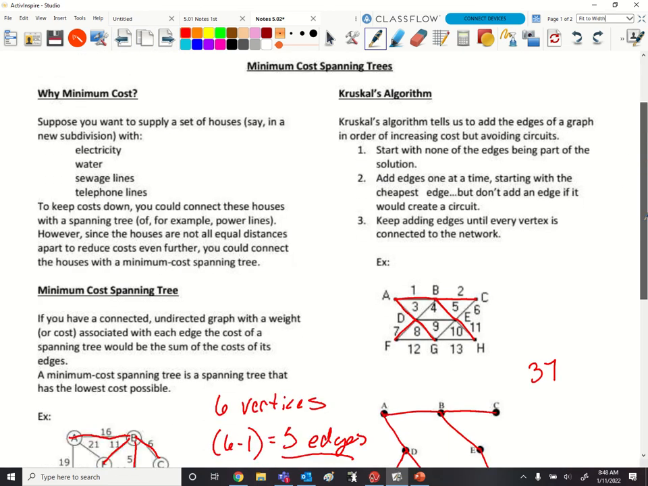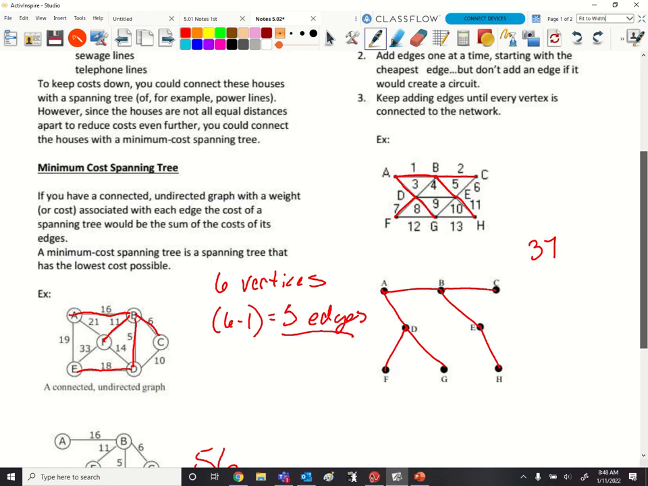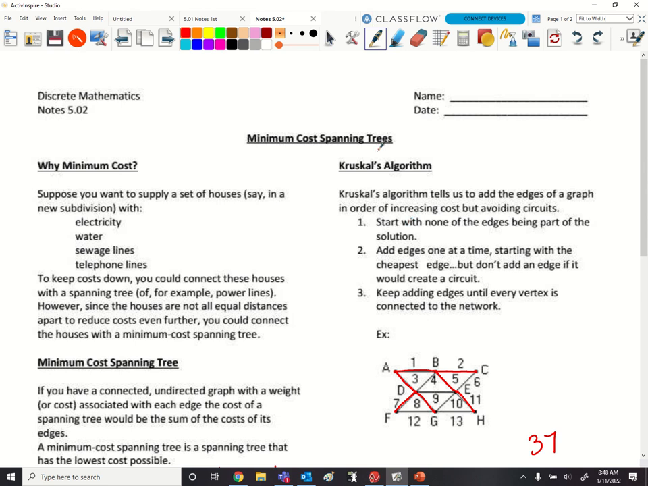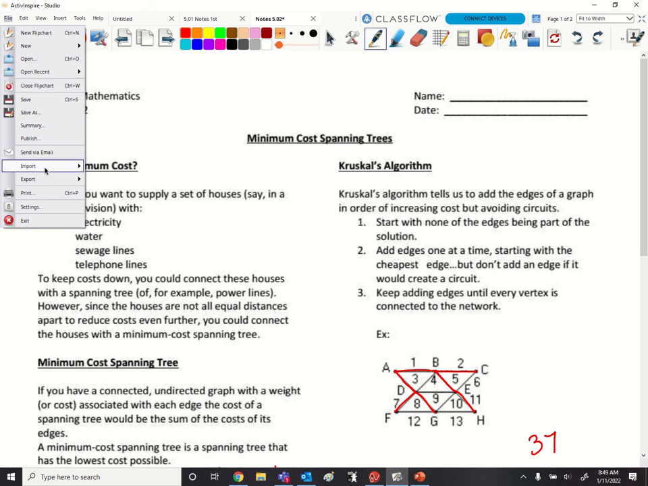All right, going back to this. Guess what? That's it for the notes. Now let's look at what the homework has. We should do that in middle school.